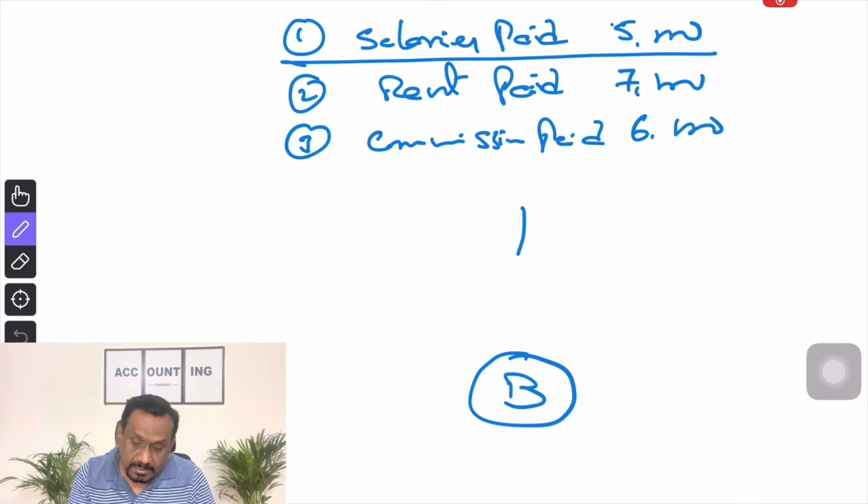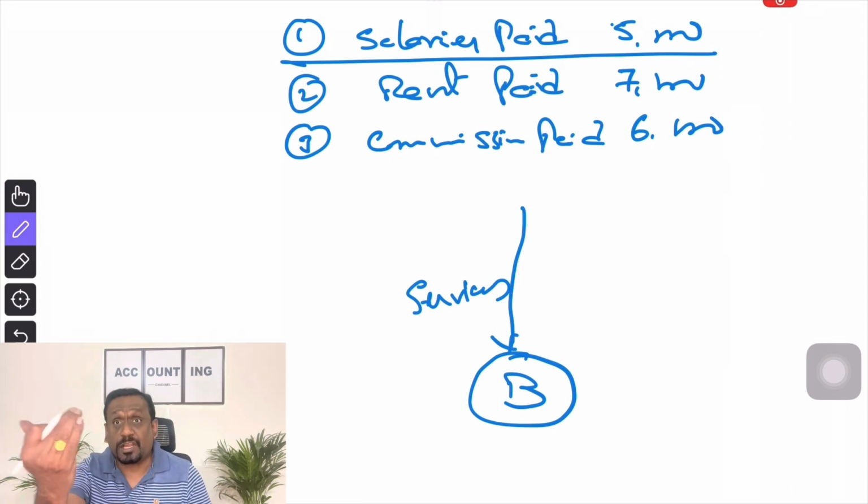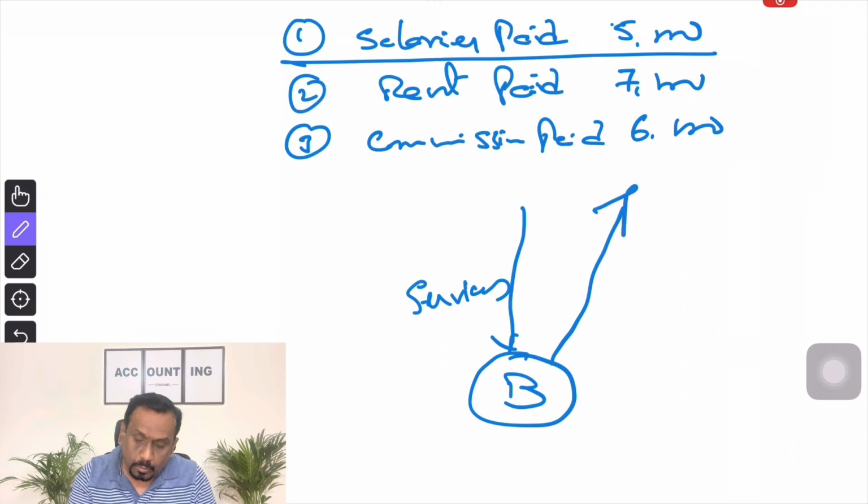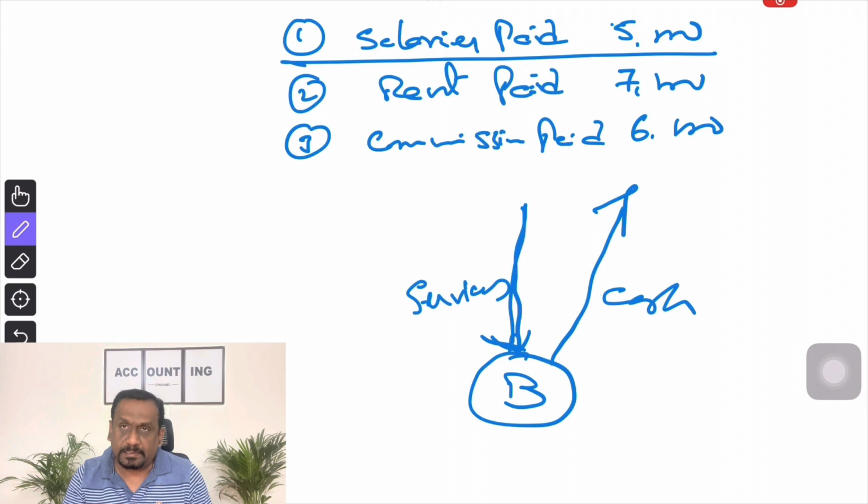So, when we pay the salaries, what we receive? We receive services. What comes in? Services comes in. What goes out? Cash goes out. So when we receive the services, how do we analyze this? You need to understand the definition of expenditure. Expenditure definition says any amount paid for the services received is known as an expenditure. Here we are receiving the services and we are paying the amount, right? This is an expenditure.